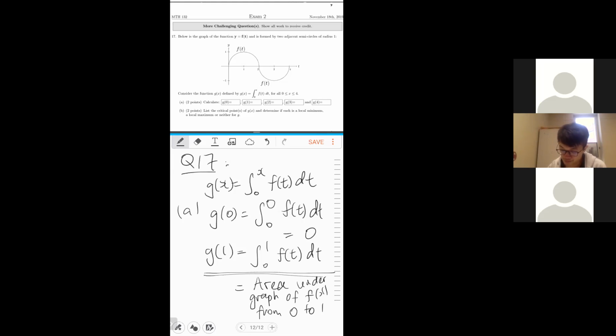So what is the area of the graph from 0 to 1? Pi over 4. So it's a quarter of a circle of radius 1. It's just pi r squared, but the radius is 1, divided by 4 because it's only a quarter of a circle. Make sense? So this is g of 1.